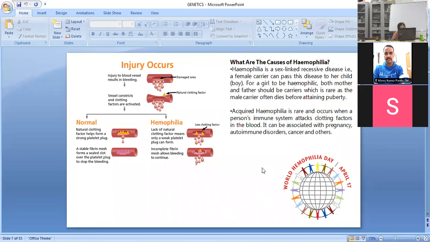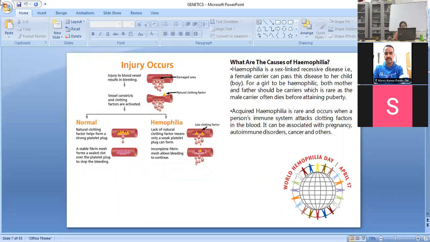Similarly, we can also ask what are the factors that are necessary, or the positive factors for different kinds of hemophilia. That can also be a probable objective. So we can have many such probable objectives from this particular aspect, hemophilia. For a girl to be hemophilic, both the mother and father should be carriers, which is rare. Mostly this disease is expressed in males, as it is X-linked. The expression is more in males as compared to females.